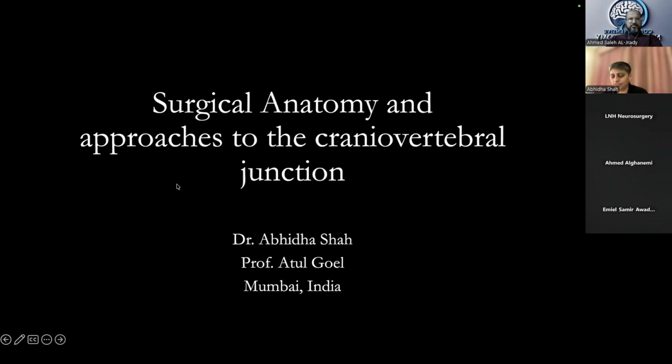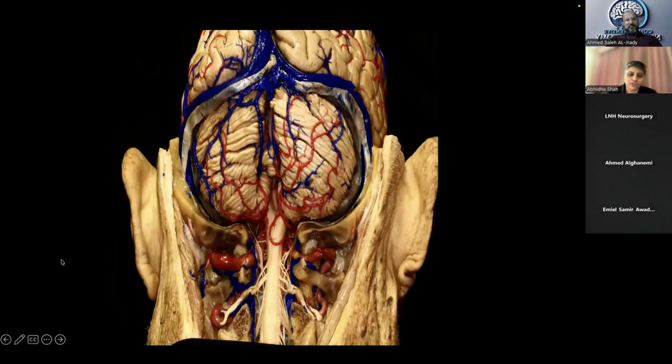Yes, perfect. Okay, so now let's move to the uppermost part of the spine in this spine module, and we will start with the surgical anatomy and approaches to the craniovertebral junction. As you can see in this image, the craniovertebral junction is a very complex structure because along with stability, it provides mobility, and it also gives passage to the most critical neurovascular structures. It is the transition zone where the medulla becomes the spinal cord. This actually happens at the C1 level.